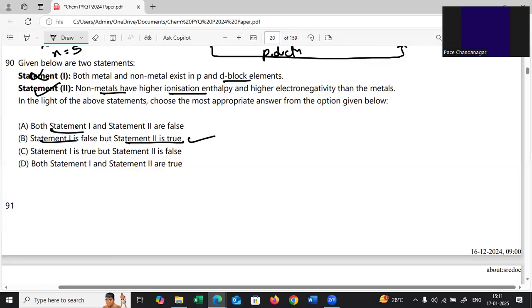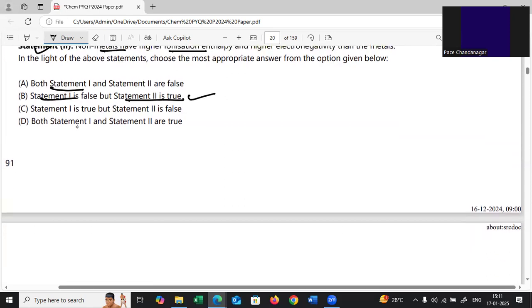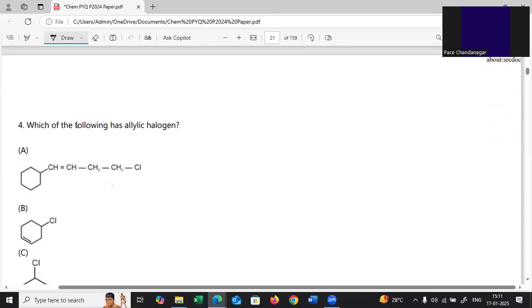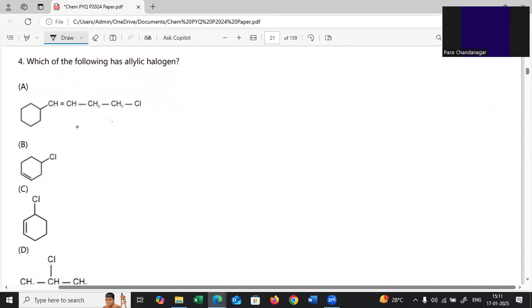Statement 1 is false. This is again on your first year syllabus, right? Non-metals have better electronegativities because they always want to grab the electron. So statement 2 is right.